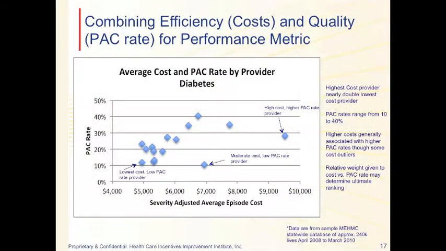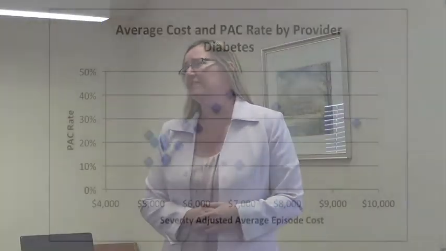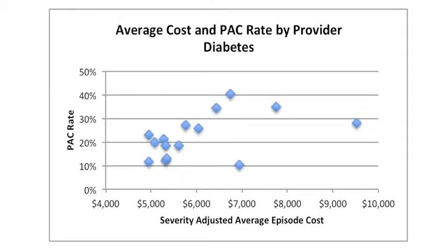We can look at this same thing, the severity adjusted average episode costs and the PAC rates. Here we're looking at diabetes, the chronic care measure. Each of these diamonds here represents a provider. In this case, it's not a facility, but the provider that the patient has been attributed to. You can create that attribution however you want. In this particular data set, it was created by the provider that had the highest count of evaluation and management visits where diabetes was the primary ICD-9.